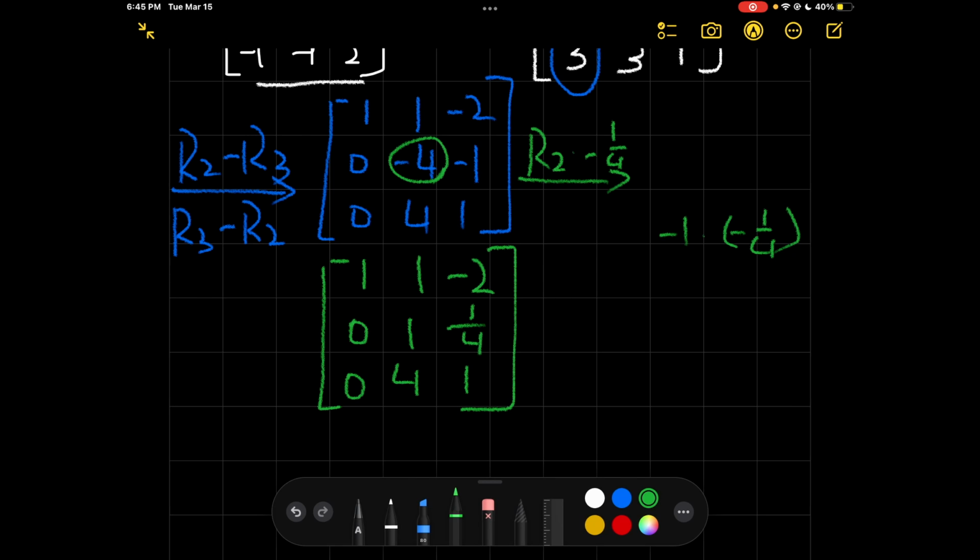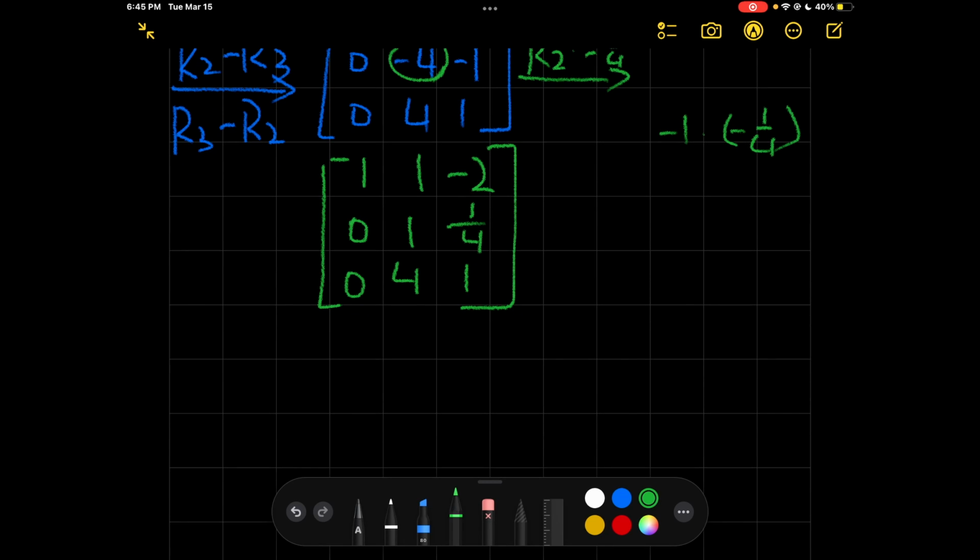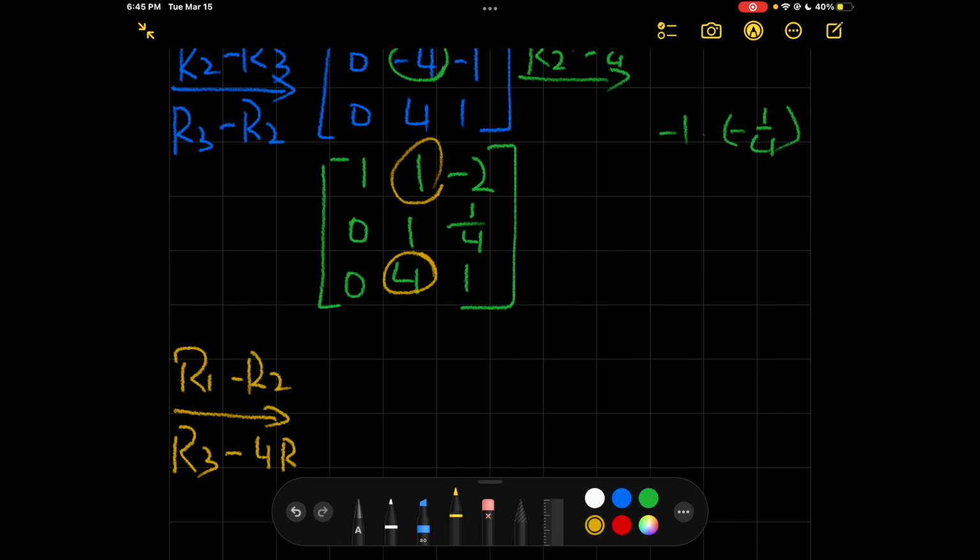And now we can move forward to knock out this and this. Okay, we have row 1 needs to change, row 3 needs to change. Row 1 just minus row 2, and row 3 minus 4 times row 2.